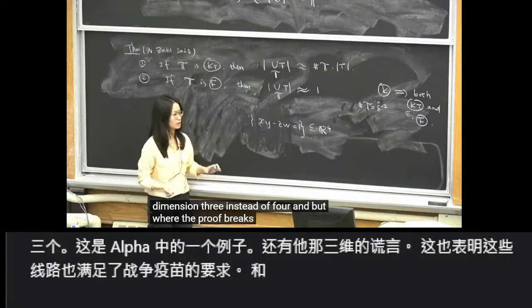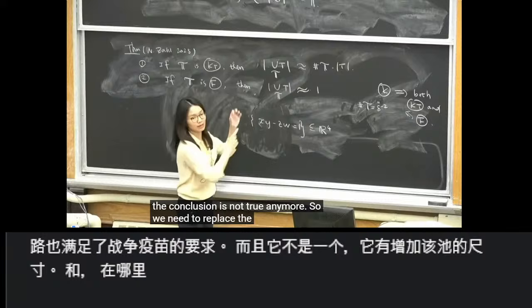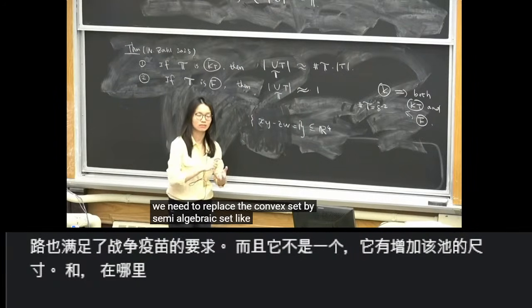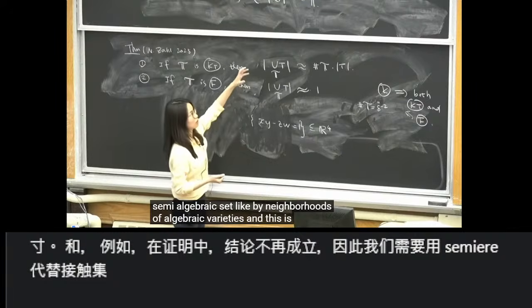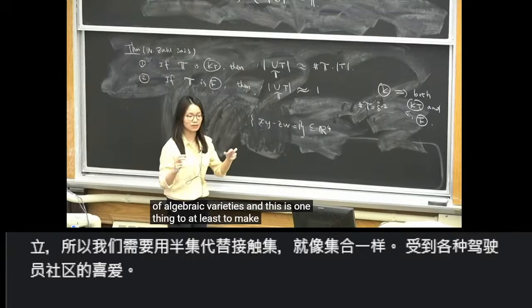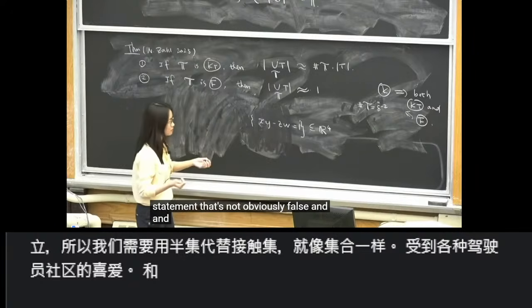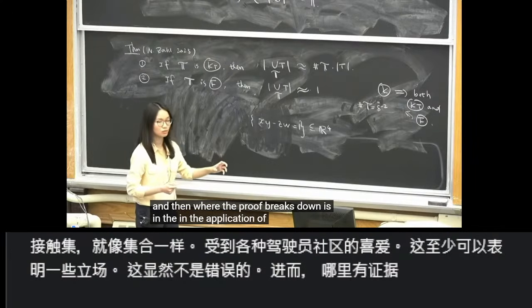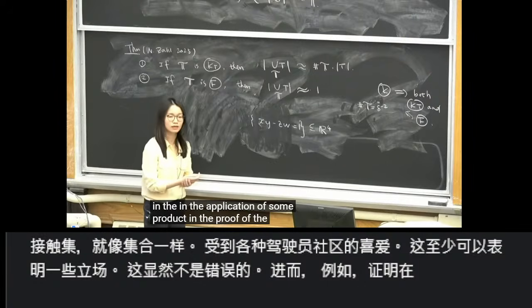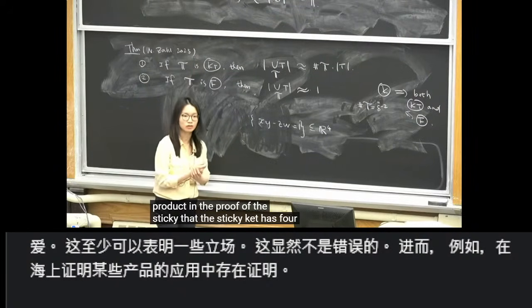Where the proof breaks down: first of all, the conclusion is not true anymore. So we need to replace the convex set by a semi-algebraic set, like neighborhoods of algebraic varieties. This is one thing to at least make a statement that's not obviously false. And then the proof breaks down in the application of some product in the proof of the sticky Kakeya result; the sticky Kakeya set has 4 Hausdorff dimensions.